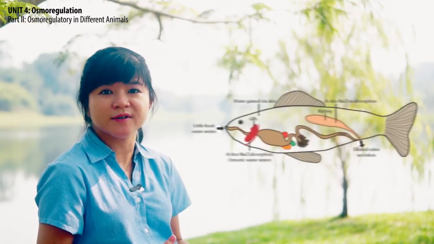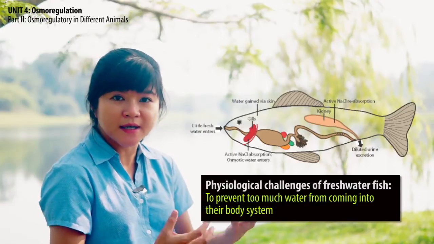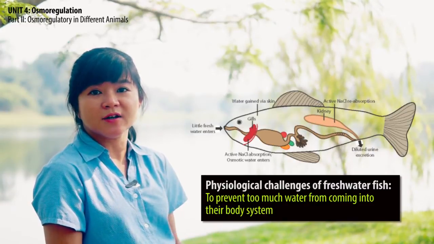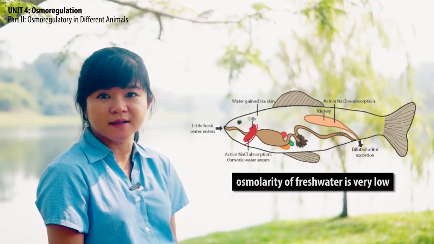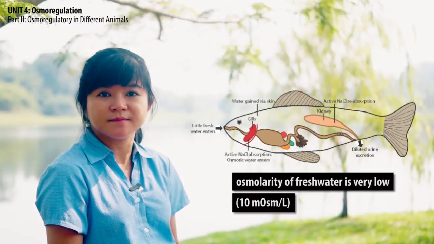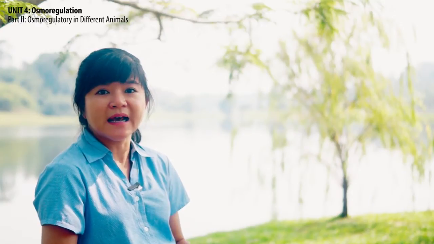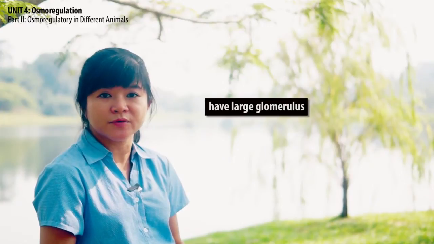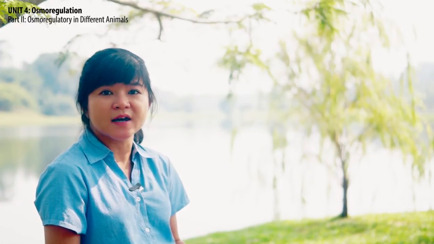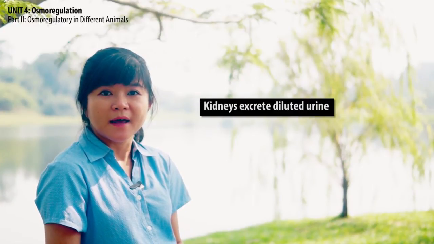On the other hand, freshwater fish face the opposite problem and would like to prevent too much water from coming into their internal body system. The osmolality of freshwater is very low, around 10 milliosmol per liter. So to conserve salt, the freshwater fish gills actively absorb sodium chloride. They have relatively larger glomerulus compared to saltwater fish, and together with the help of tubules, sodium and chloride ions are reabsorbed in their kidneys. So freshwater fish excrete very dilute urine.